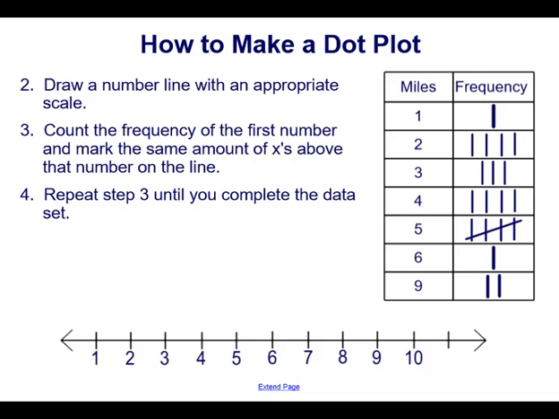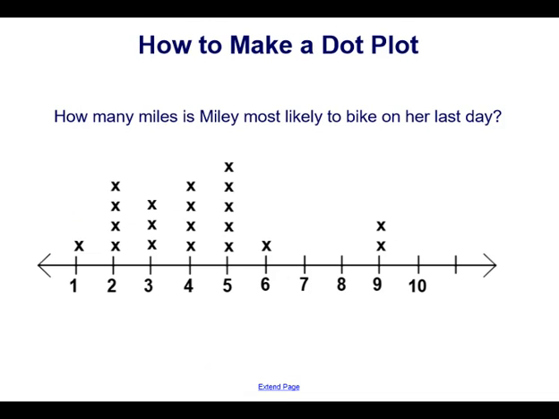So for example, with mile 1, we had that number occurring once. So I'm going to put 1 X over 1. But then for 2, the frequency was 4. So I'm going to draw 4 X's above 2 because that was the frequency in my frequency table. So I'm repeating this process for mile 3, 4, 5, 6, and 9 until it looks like this. So here is my completed dot plot.